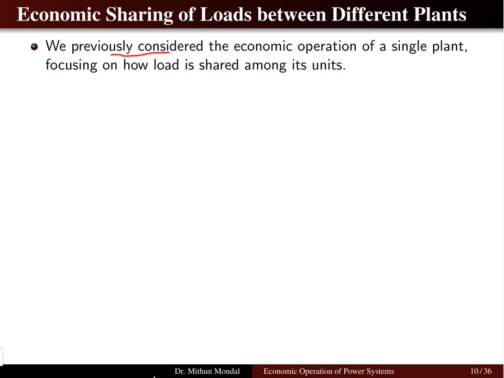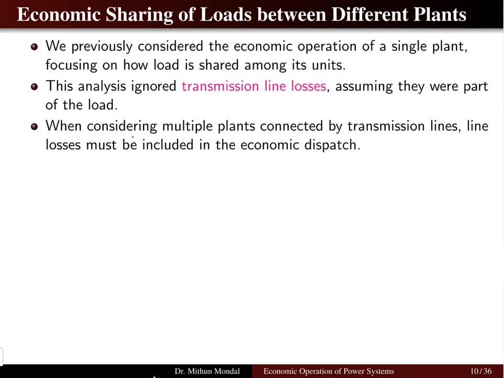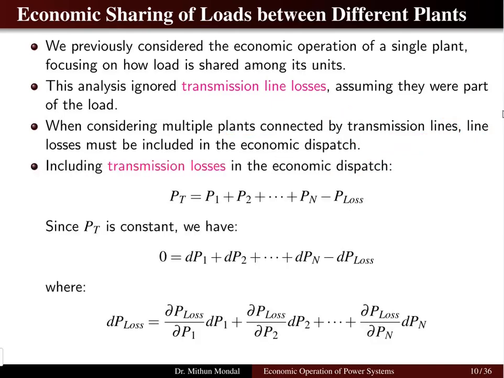So what we discussed is basically the economic operation of a single plant, focusing on how the load is shared among its units. So let us take this discussion further and analyze, ignoring the transmission line losses, assuming they were part of the load. So considering that multiple plants are connected by transmission lines, line losses must be included in the economic dispatch problem. So we should also include the transmission loss.